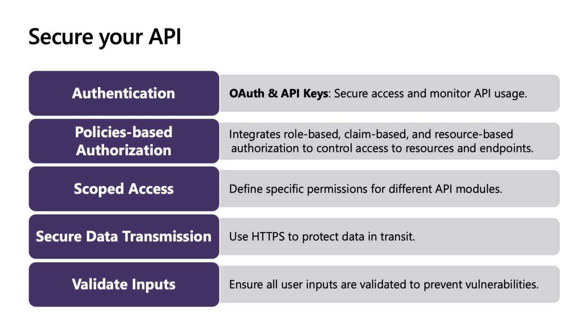The next thing is securing your API. The first thing is authentication. We always prefer to use a standard authentication protocol, which is OAuth. Coming to policy-based authorization in ASP.NET Core, we have a lot of authorization options, like role-based authorization, client-based, and even resource-based authorization, to control access to your users and limit the restriction to the endpoints.